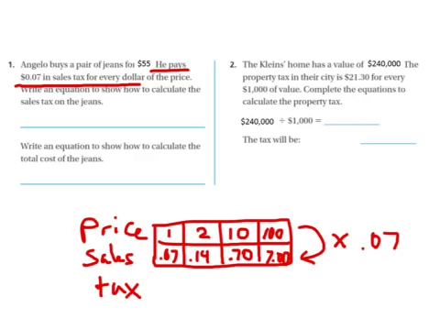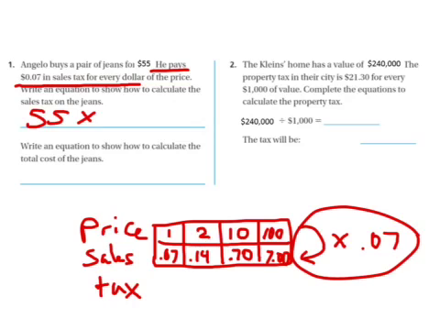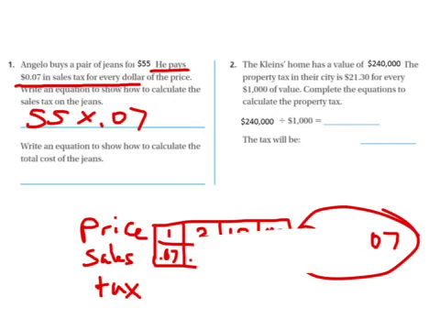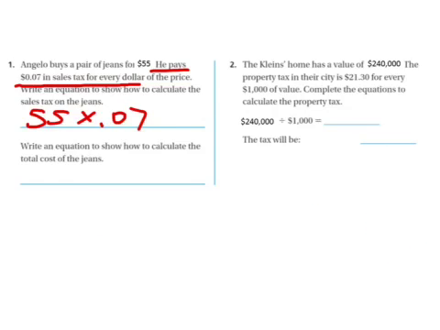So what I need to do to find the tax on my $55 pair of jeans is take my original price, which is $55, and multiply that by 0.07, just like we see here. So I'm going to do that now. 55 times 0.07. Now when you have a decimal in your multiplication problem, you can ignore the decimal and then add it at the end.